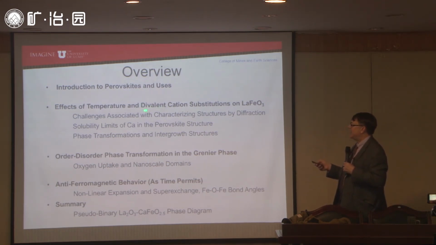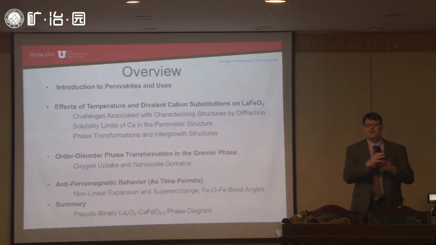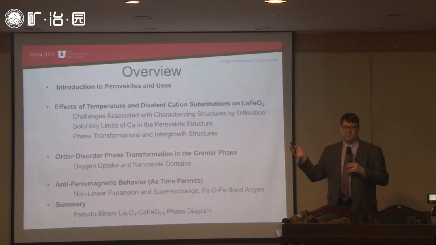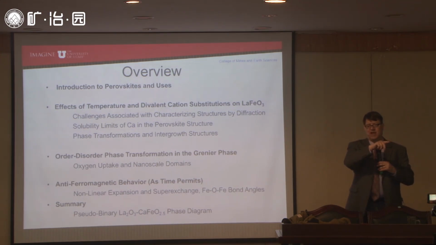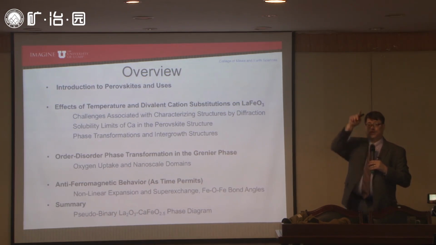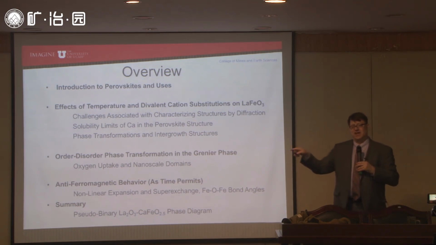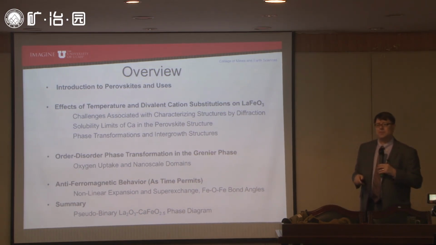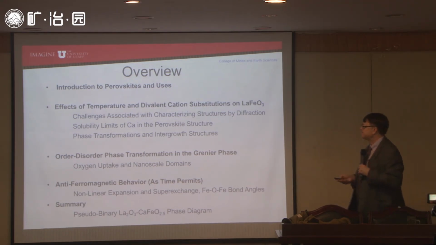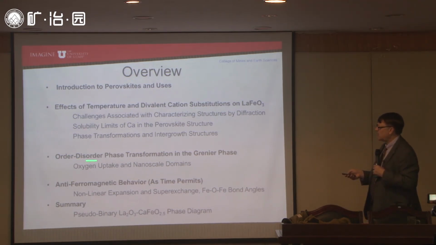So what I'm going to do is add divalent cations, and today I'm going to focus mostly on calcium. So what happens when you add calcium to lanthanum ferrite and change the chemistry? We're going to look at what happens compositionally as you add calcium, and then what happens when you increase the temperature. So we'll work across this phase diagram in terms of composition and temperature and use different techniques to construct the phase diagram together. Okay?